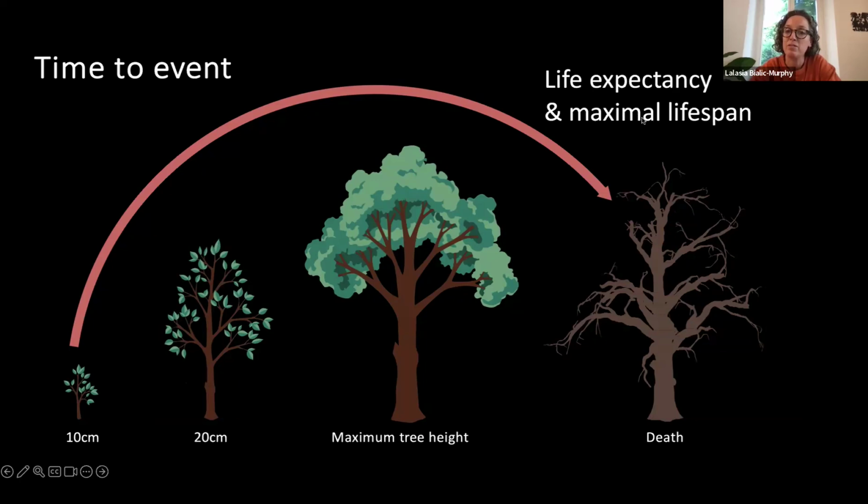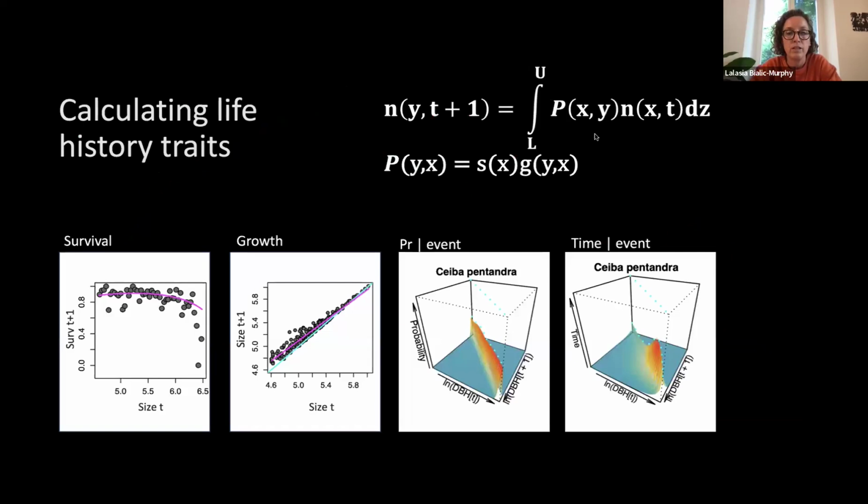We can also quantify the maximal lifespan, so the maximal number of years the luckiest individuals of that species will live. To give you a sense of how we quantify these life history traits, we used a size-dependent integral projection model.